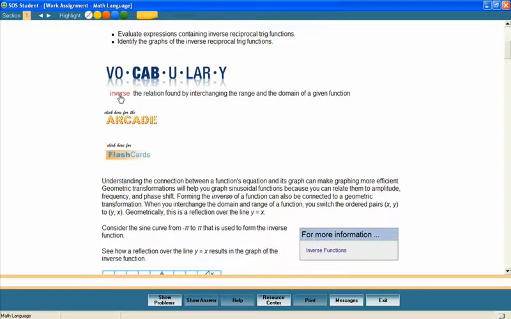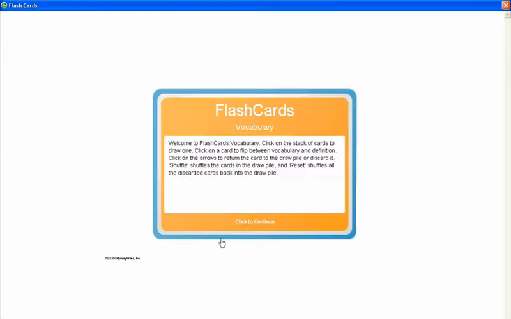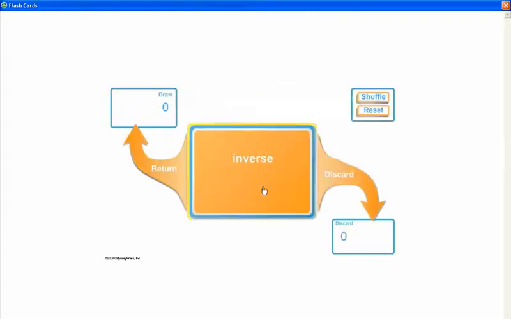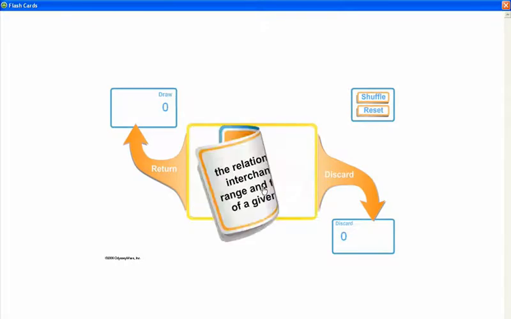A Vocabulary Games Arcade provides additional practice designed to help students to learn the spelling and definitions for the vocabulary from the lesson. Flashcards provides a fun way for students to review the definitions for the vocabulary words. Here's a sample.